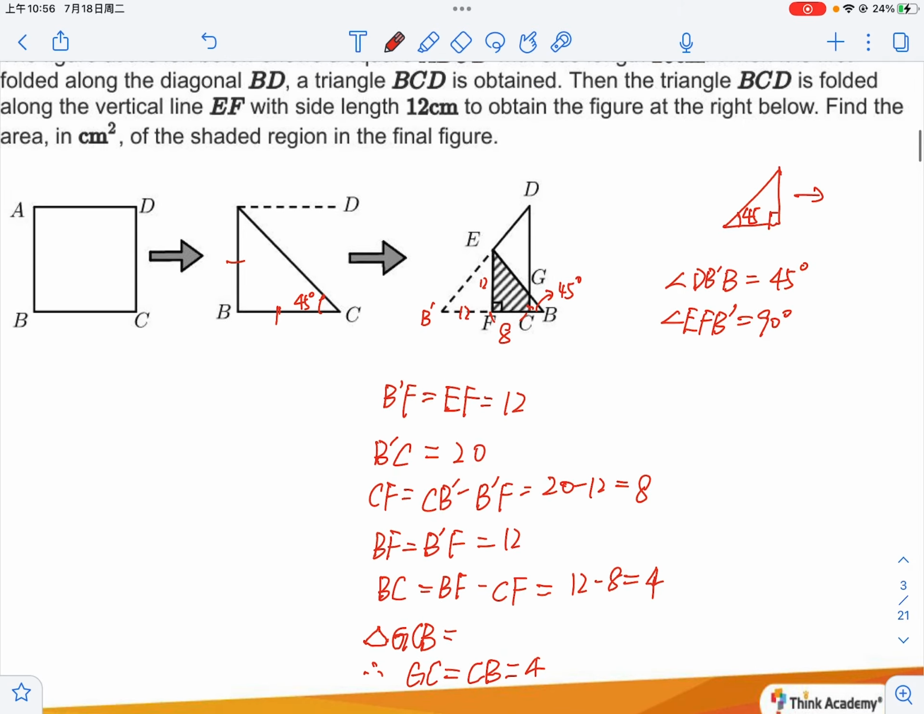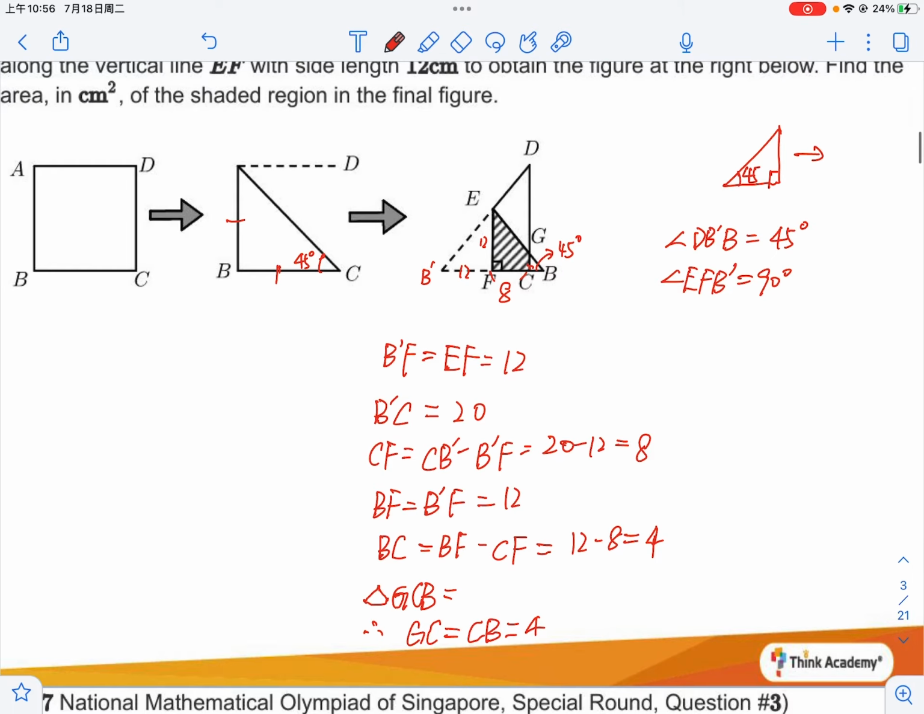The question asks us to find the shaded area. The shaded area is a trapezium. To calculate a trapezium, it's the top side plus the bottom side, times the height, divided by 2. GC is 4 plus EF is 12, times 8 divided by 2. So the answer is 16 times 8 divided by 2.